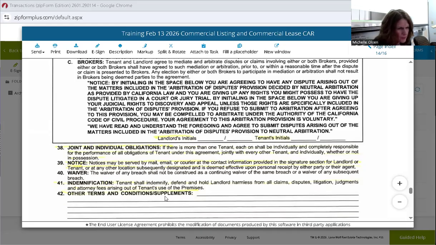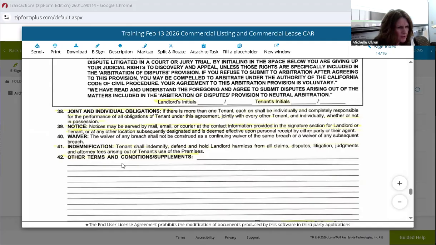Okay, got you. So that pretty much concludes it, but other terms and conditions and supplements you can put here. Let's say you wanted a warranty for something, you could type that in there. Anything other terms that you need to add to the agreement for your client, you can type in here. If this isn't enough space, go ahead and attach an addendum.